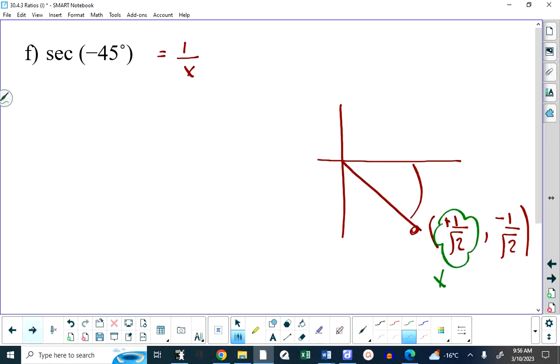Oh, reciprocal of that is root 2. Secant of -45 is root 2. And again, I chose to go with the 1 over root 2 because I anticipated the fact that I'm going to reciprocate it, so it becomes a little bit cleaner.